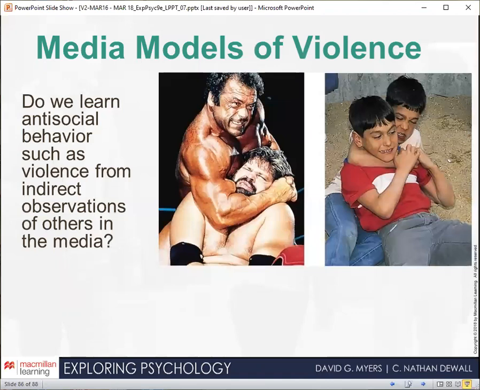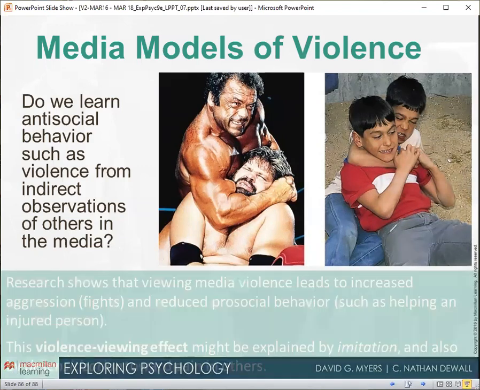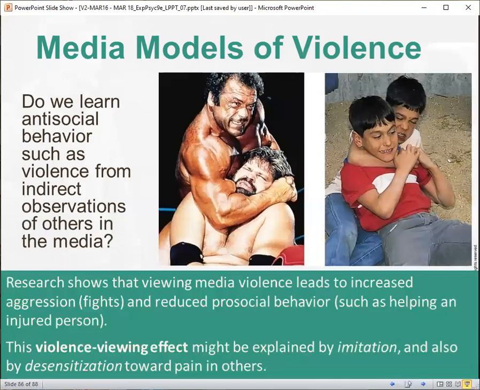Do we learn antisocial behaviors such as violence from indirect observations of others in the media? We definitely see mimicking behaviors. We can see here with the wrestling. You see something and then you play it out with your peers. Okay, so research shows that viewing media violence leads to increased aggression, fights, and reduced pro-social behavior such as helping an injured person. This violence viewing effect might be explained by imitation and also by desensitization toward pain in others.